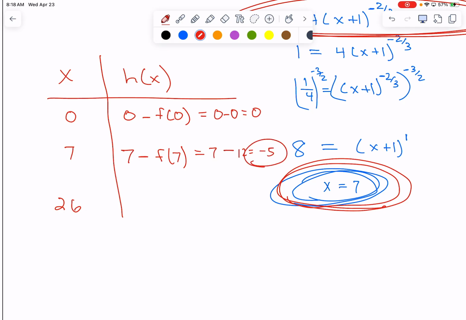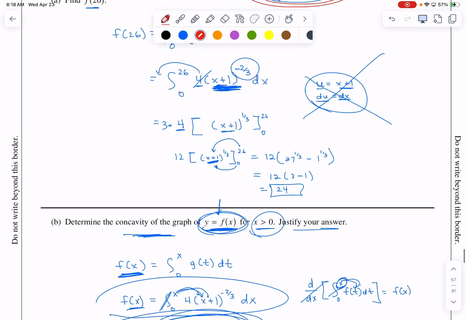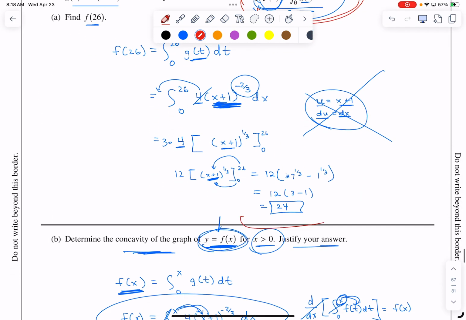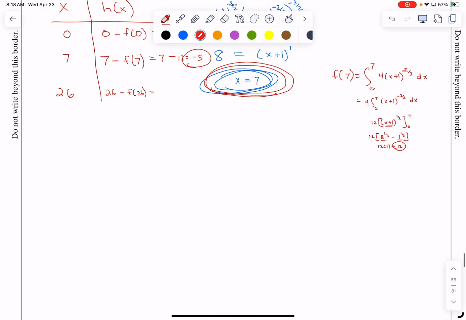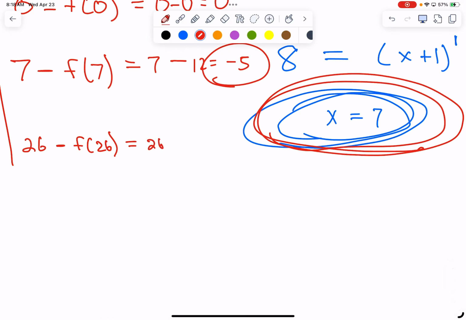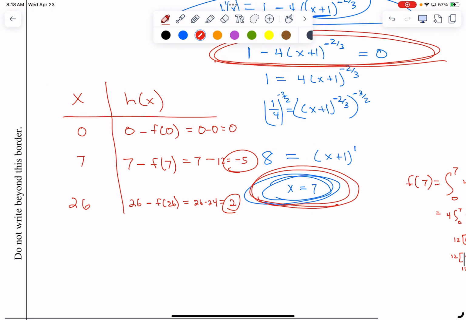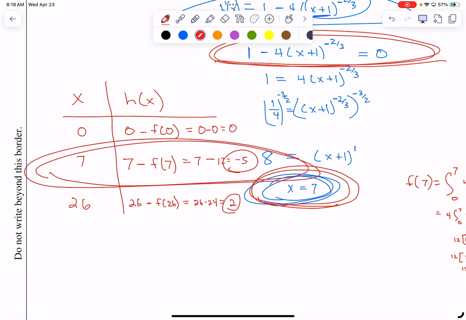All right, and then finally, we already know h of 26. This will be easy. It'll be 26 minus f of 26. Did we not find f of 26 in part A? What was f of 26 from part A? I think it was 9/2 or something like that. Was it 24? That was a problem ago. Oh, it is 24. You're right. So it'd be 26 minus 24, which is 2. You want the smallest, which is the min, so which one's the min? -5. The min occurs at 7, and it's a min value of -5.